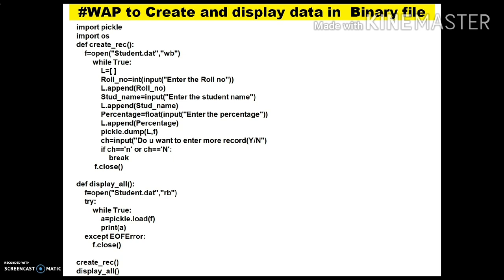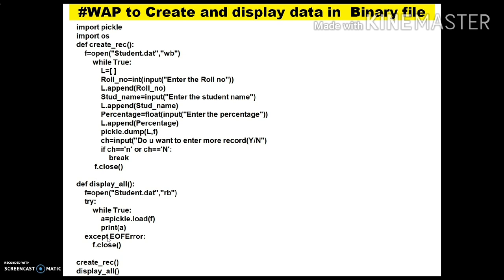After reading all the records, the file pointer comes to the end of file. It gives an error, that is called end of file error. So we have to avoid that error, we have to handle that error. That's why I am using try and except EOFError.